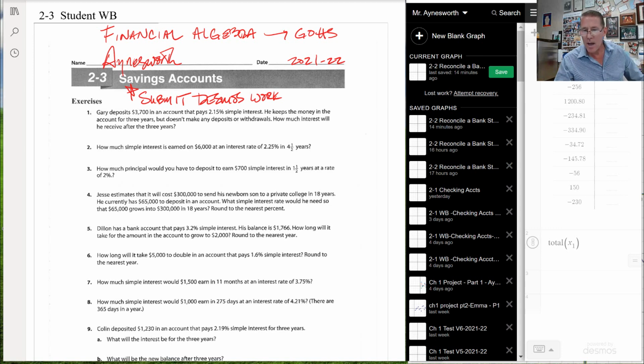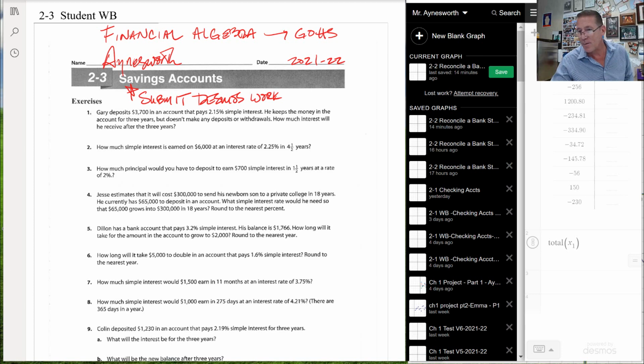I'm here at Great Oak High School in financial algebra, and we are in Chapter 2, Section 3, and we're going to get started talking about savings accounts. We're going to use Desmos, but we're going to be talking about the savings account.